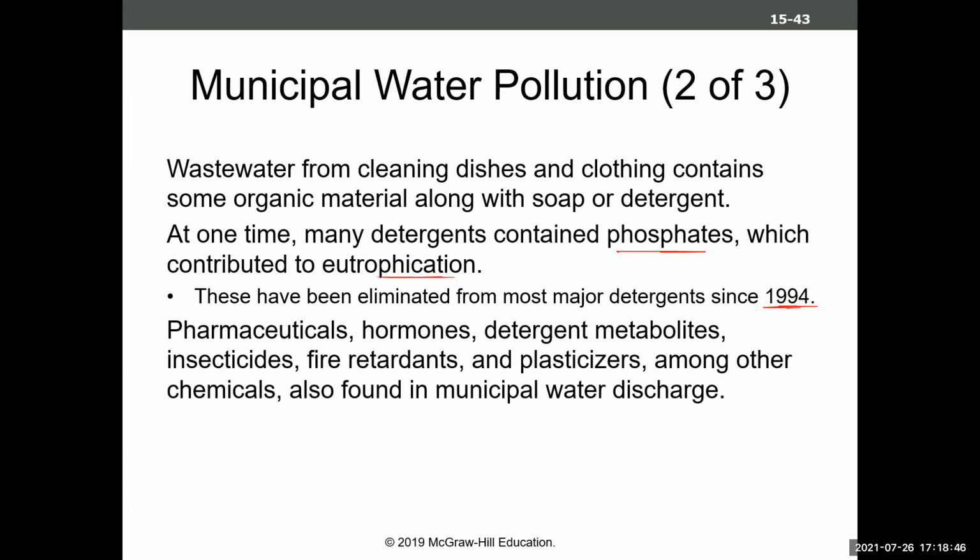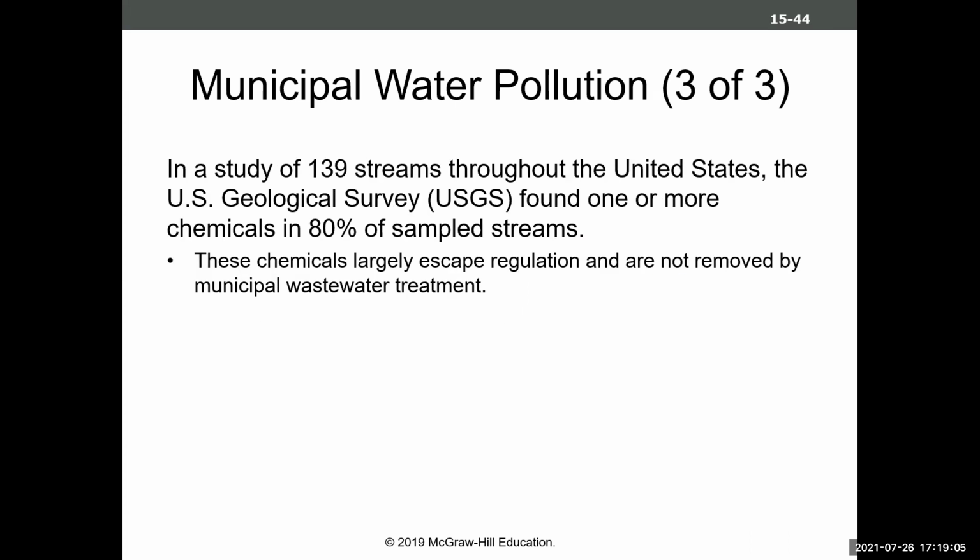Also, drugs and medicines being washed down the sink or flushed down the toilet, so like your pharmaceuticals, different hormones, so like birth control, etc., insecticides, all are found in municipal water discharge and can pollute certain aquatic sources.